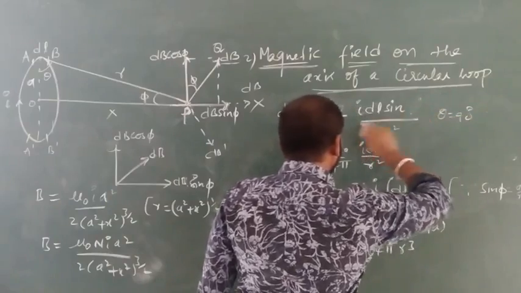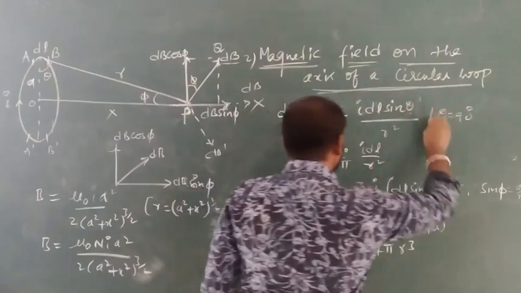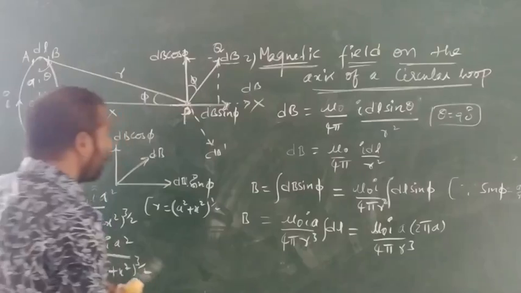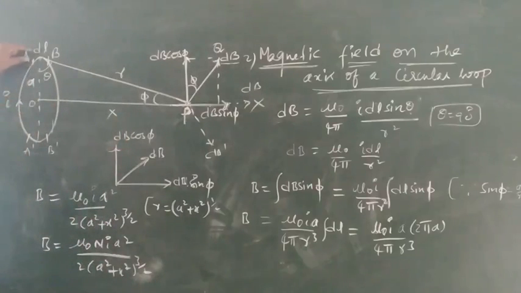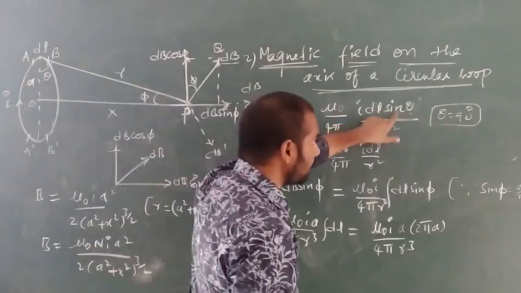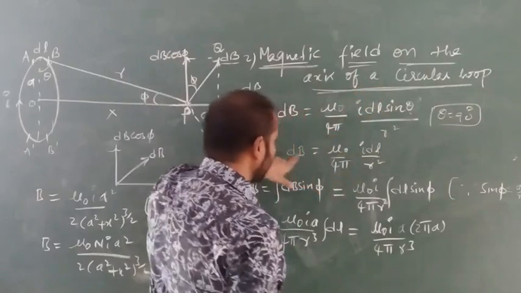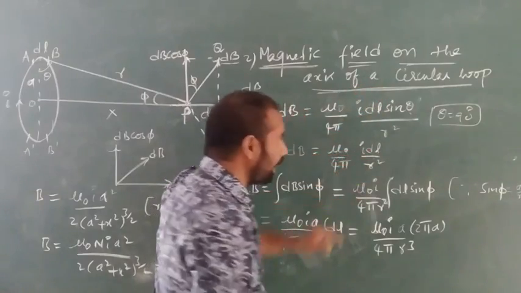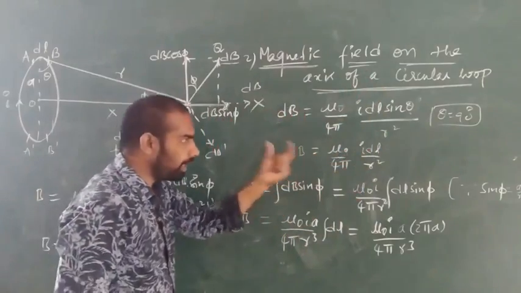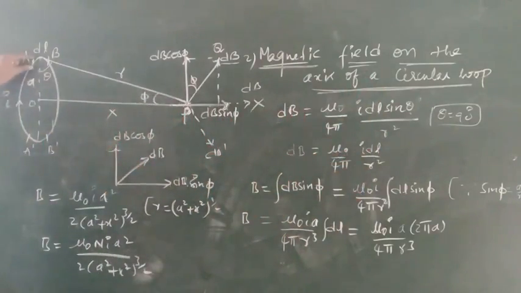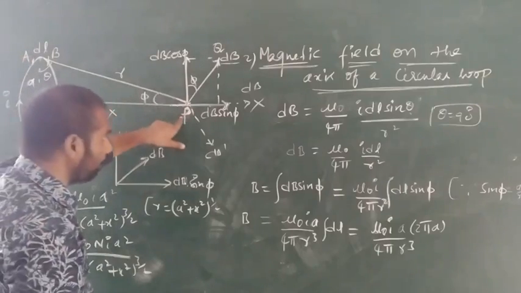Actually it is I dl sin theta by r square, but theta is 90 degrees. Here theta is the angle between the small element dl and the direction of the current, and it is 90 degrees. So sin 90 is 1, and dB is equal to mu naught by 4 pi, I dl by r square. This is the magnetic field due to the small element dl carrying current I at point P.